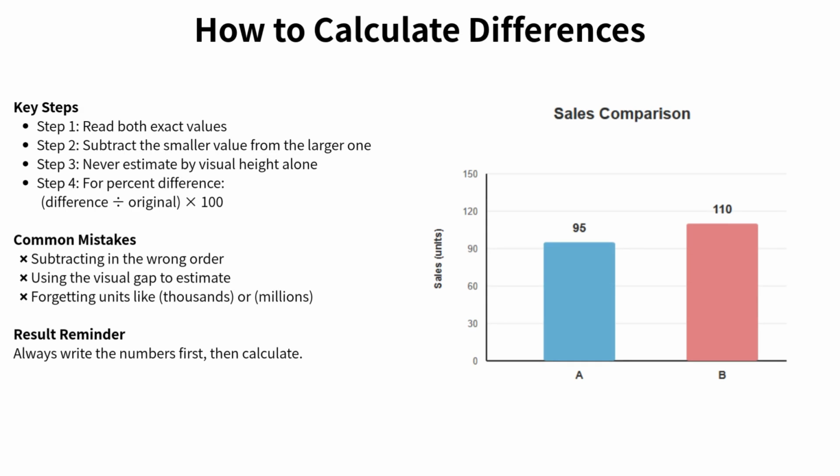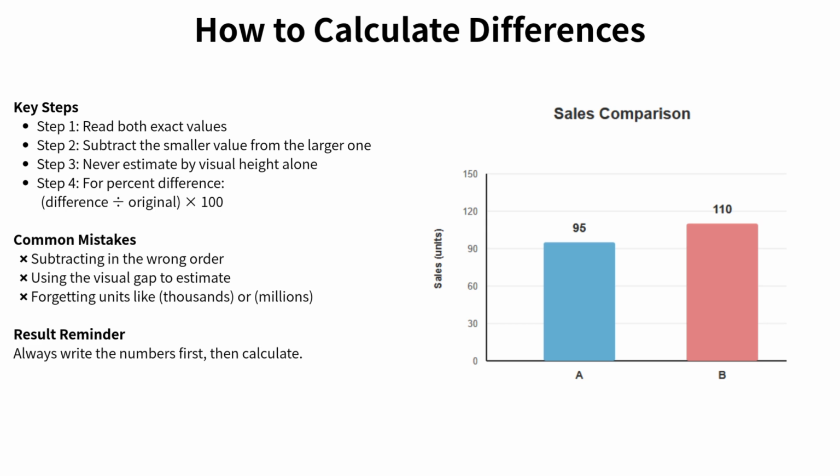Now let's learn how to calculate differences correctly. When the SAT asks for the difference between two bars, your job is simple. Subtract the smaller value from the larger value. But there's a critical step that many students skip: reading both exact values first. Never try to estimate the difference by looking at the visual gap between bars. The scale, colors, or spacing can trick your eyes. Always write down both numbers, then perform the subtraction.